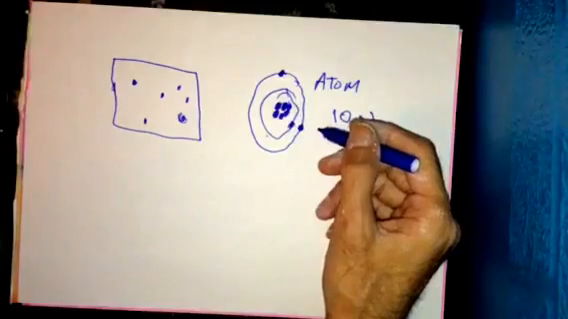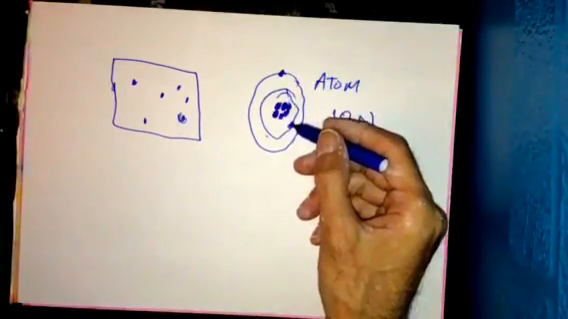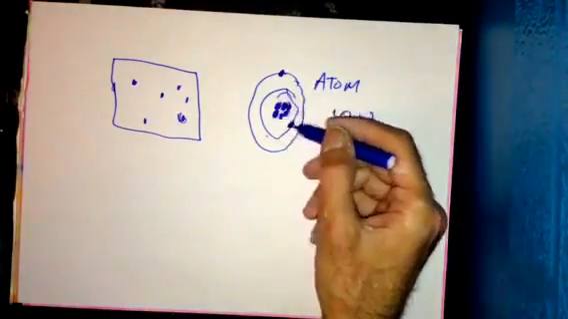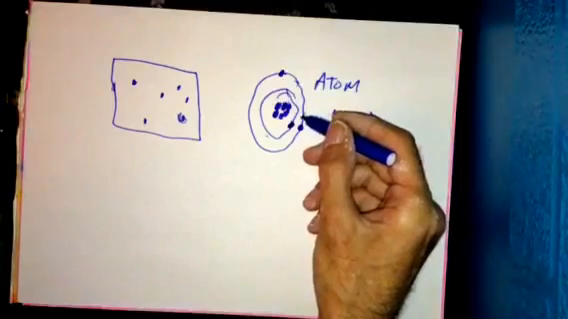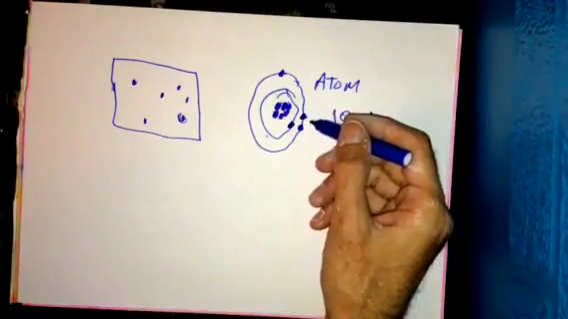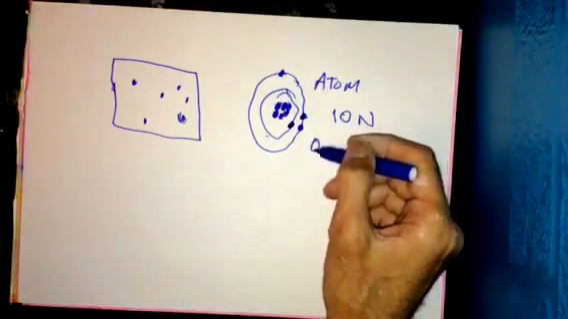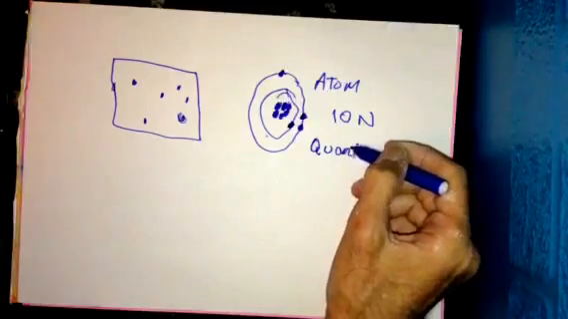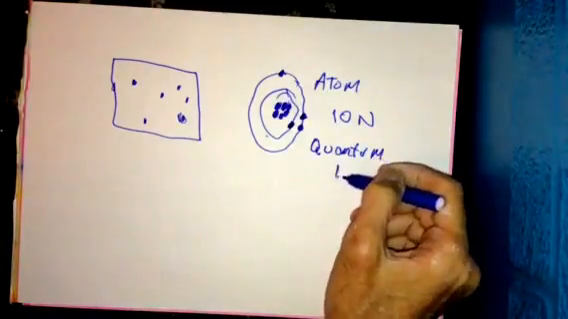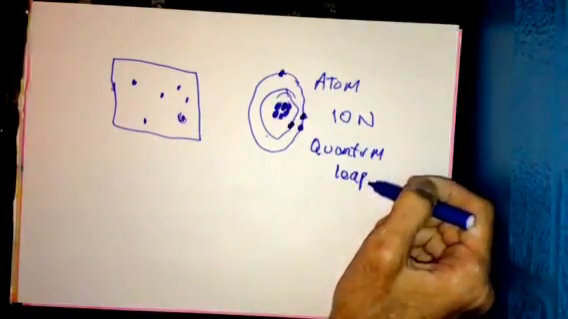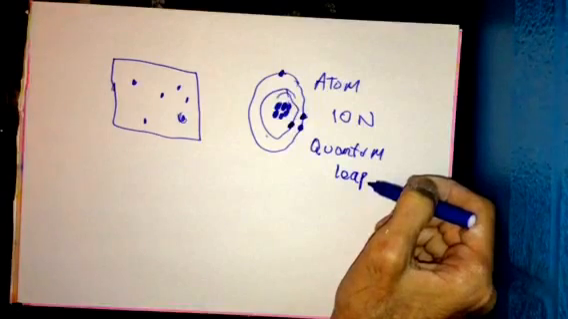And then what else does it do? Well, it was going around here like that, it can jump to this one, join that side. It's called a quantum leap. What else do they do?